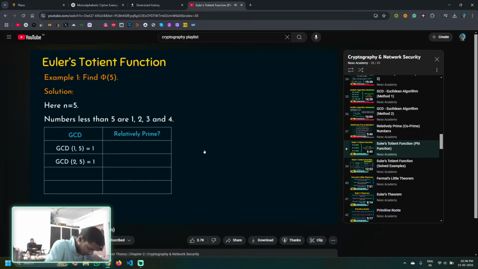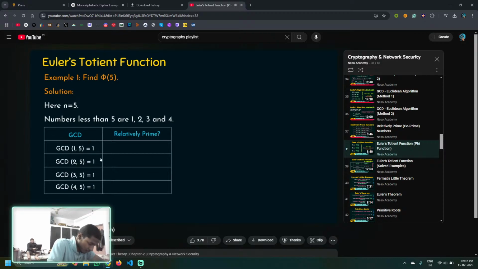So GCD of (1, 5), GCD of (2, 5), GCD of (3, 5), and GCD of (4, 5). We can see that GCD of (1, 5) is 1, (2, 5) is 1, (3, 5) is also 1, and (4, 5) is also 1. If you want to know how to compute the GCD using Euclid's algorithm, I request you to watch my previous lectures where I have computed GCD using two methods. You can pick any one of the methods, whichever is comfortable to you.